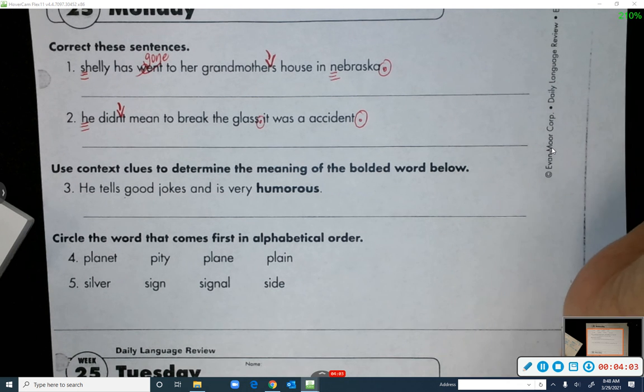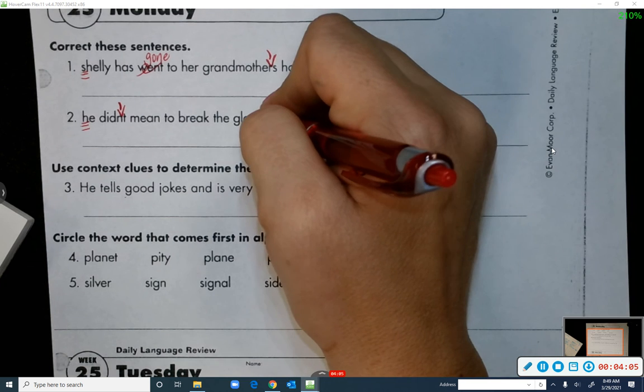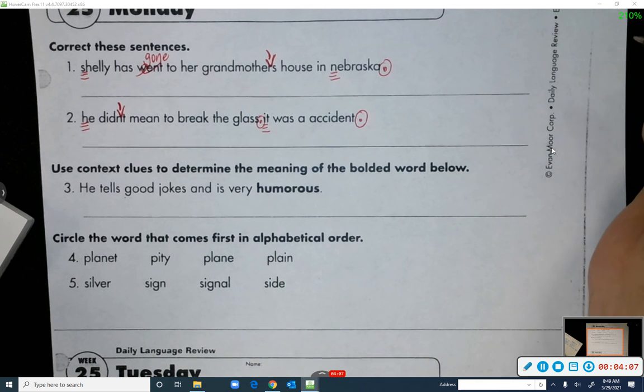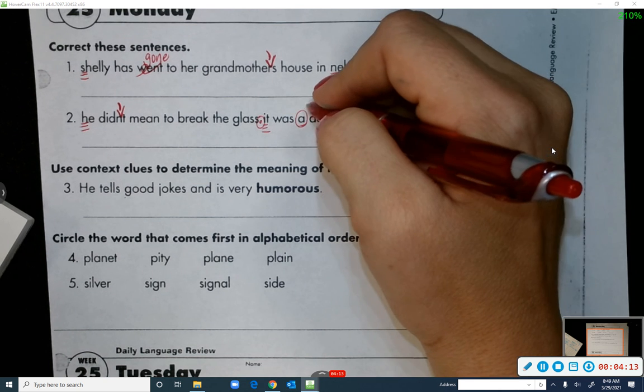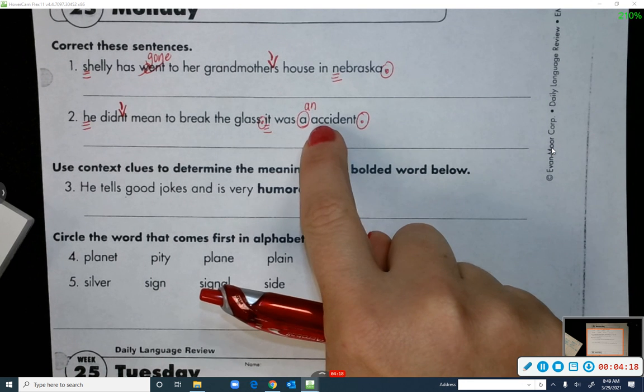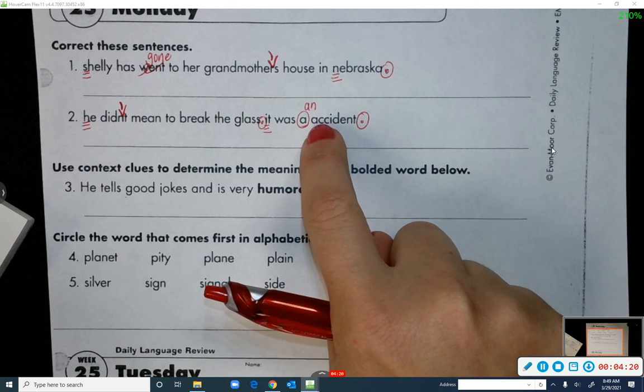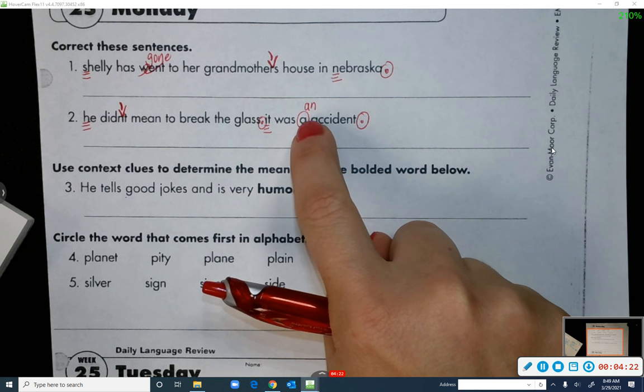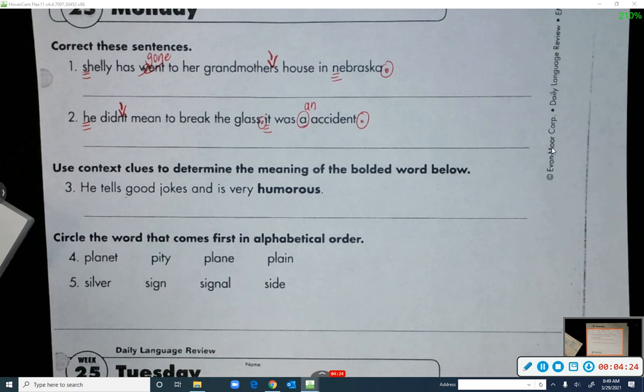Okay, Kaylee, what else? It has to be capitalized. Now it needs to be capitalized. Good. And 1 more thing. Bryson? Very good. A needs to be an. Anytime you have a word that starts with a vowel, A becomes an. It was an accident. Okay?